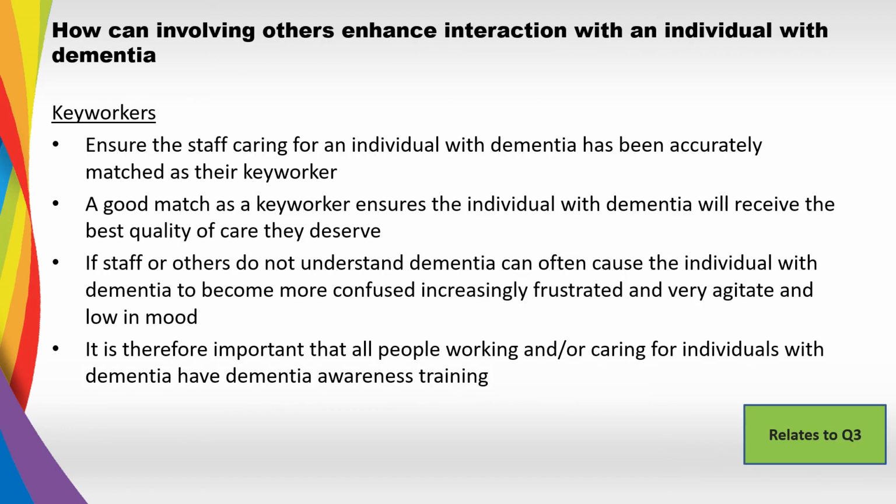And key workers. So key workers ensure the staff caring for an individual with dementia has been accurately matched as their key worker. A good match as a key worker ensures the individual with dementia will receive the best quality of care they deserve. If staff or others do not understand dementia, this can often cause the individual with dementia to become more confused, increasingly frustrated and very agitated and low in mood. It's therefore important that all people working and or caring for individuals with dementia have dementia awareness training.